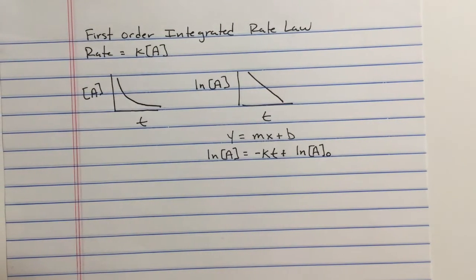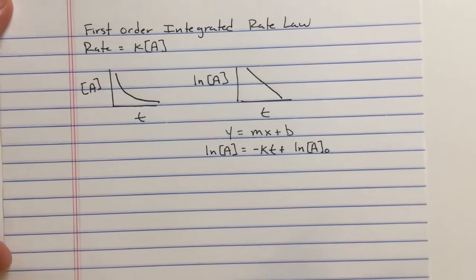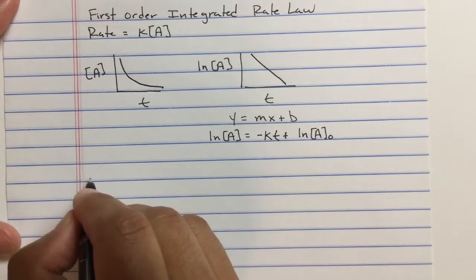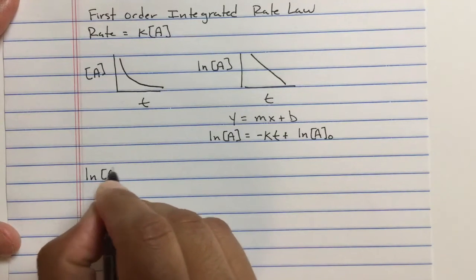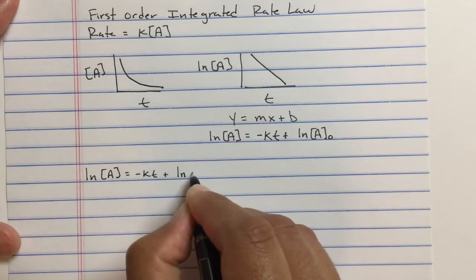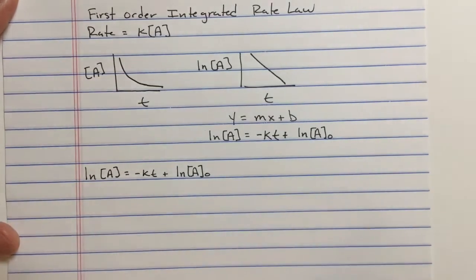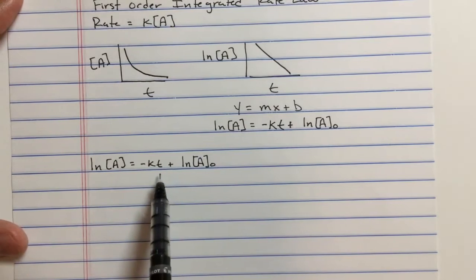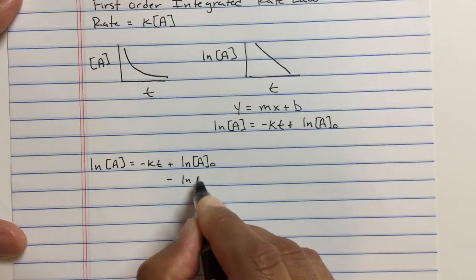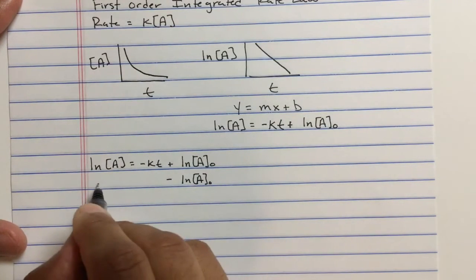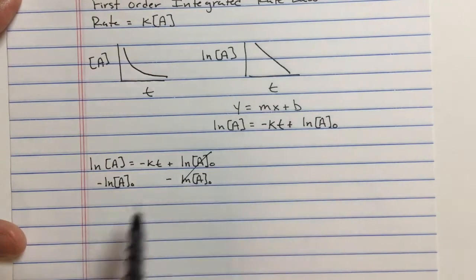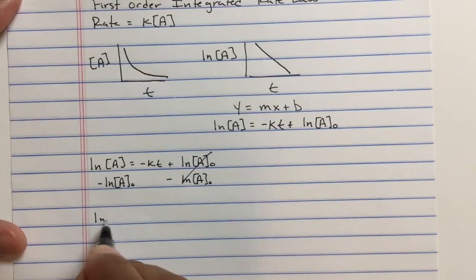There's another way to write this. There's a lot going on here, so let me show you an easier way to write this. This is what I like to do. I'm going to rewrite the integrated rate law for first order, and I'm going to set this up like this. Subtract natural log of A naught on both sides. So this cancels. Let me rewrite this to clean it up a little bit.